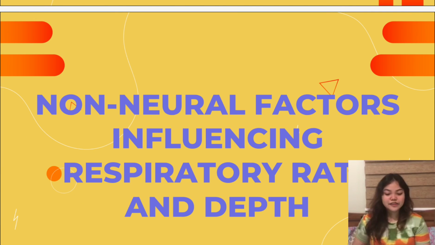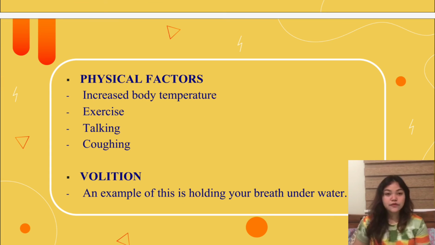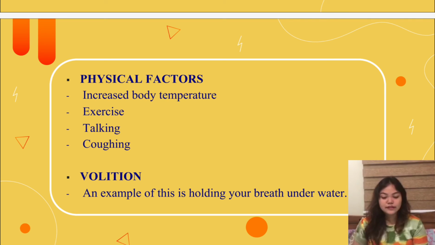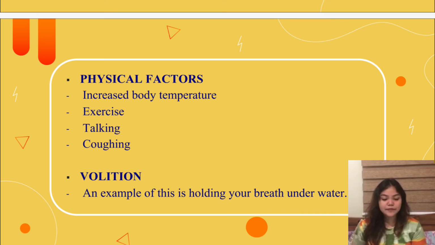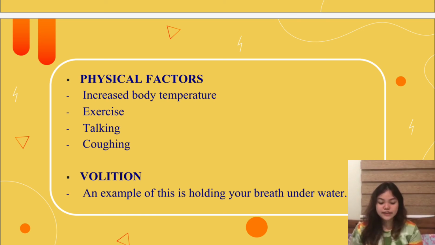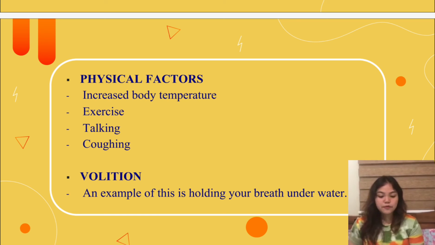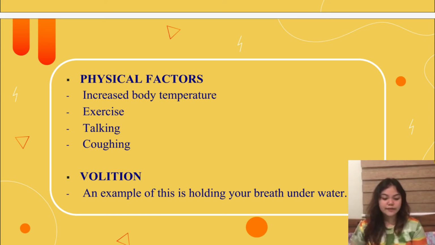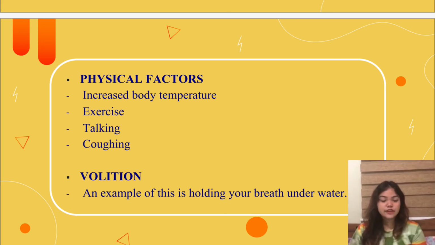Non-neural factors influencing respiratory rate and depth. So, first is the physical factors. Although the medulla's respiratory centers control the basic rhythm of breathing, there's no doubt that physical factors like talking, coughing, and exercising can affect the rate and depth of breathing, as well as an increased body temperature, which raises the rate of breathing.